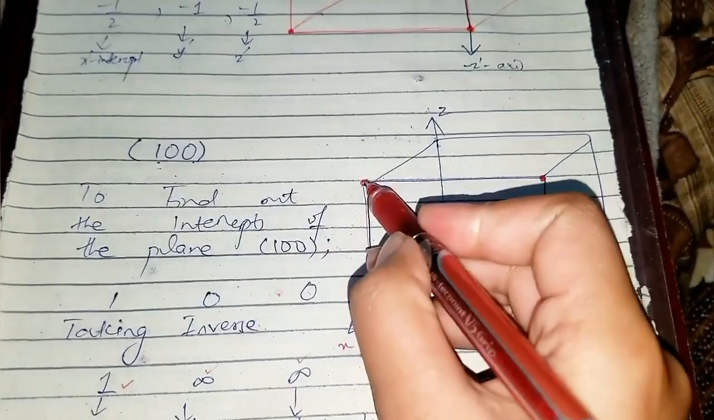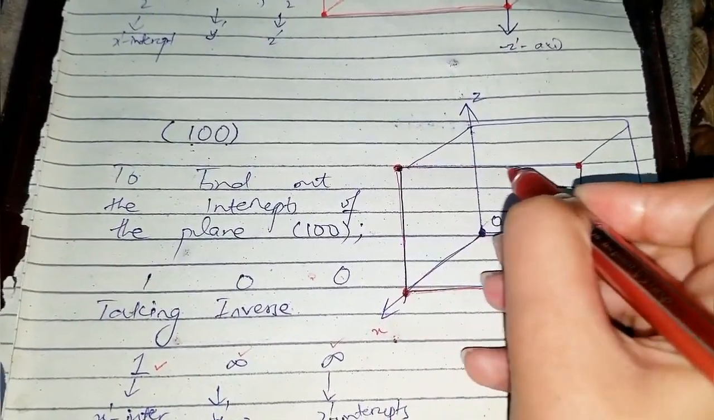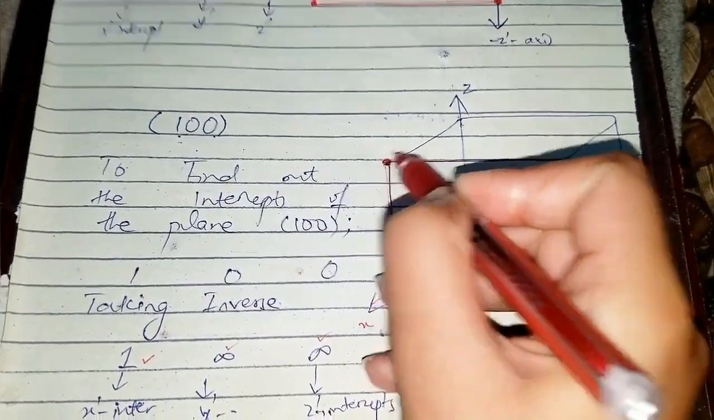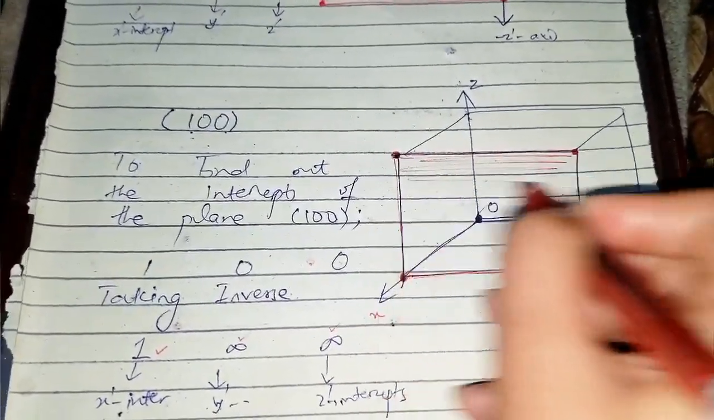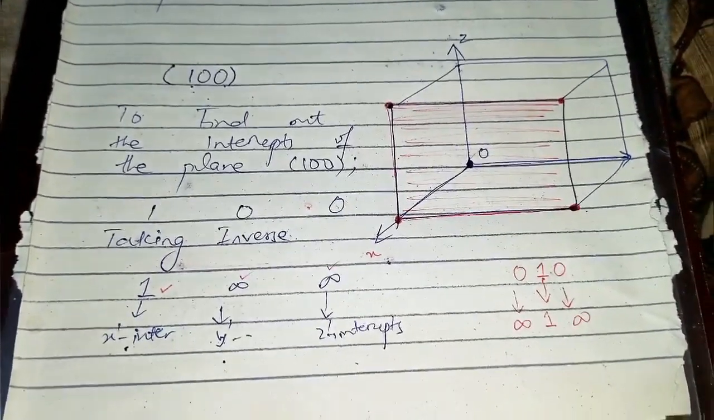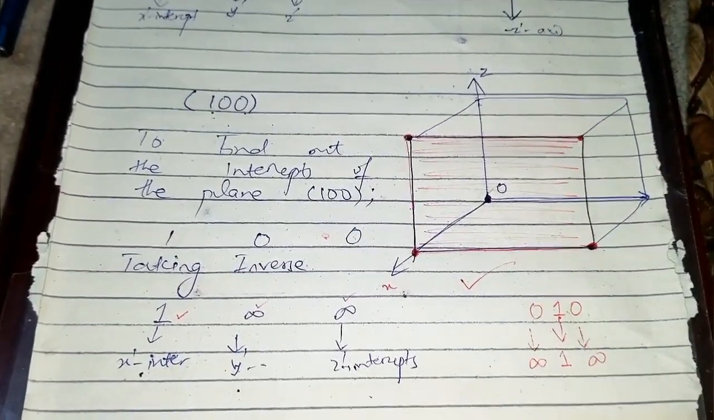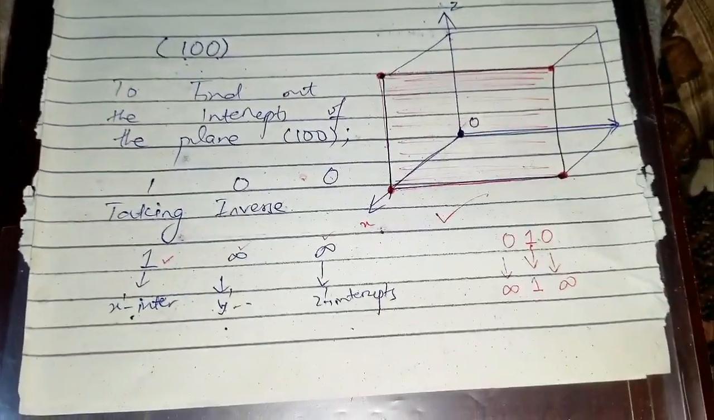Okay, and we'll join these 2 points together in order to form a closed figure of a plane. And here we go, this is the plane 100. All right, and this is the front wall of the cube. All right, and I hope you got the method.